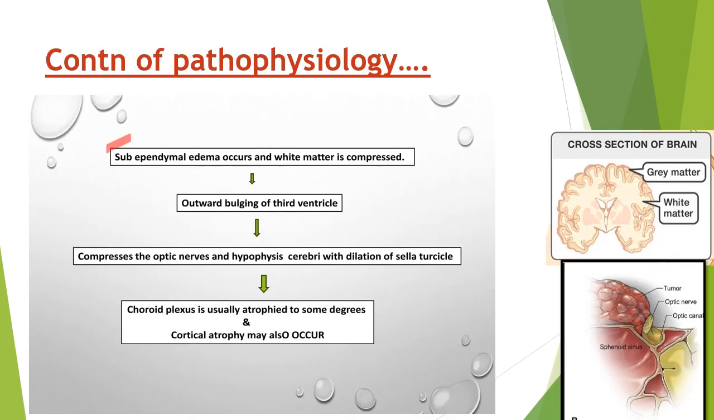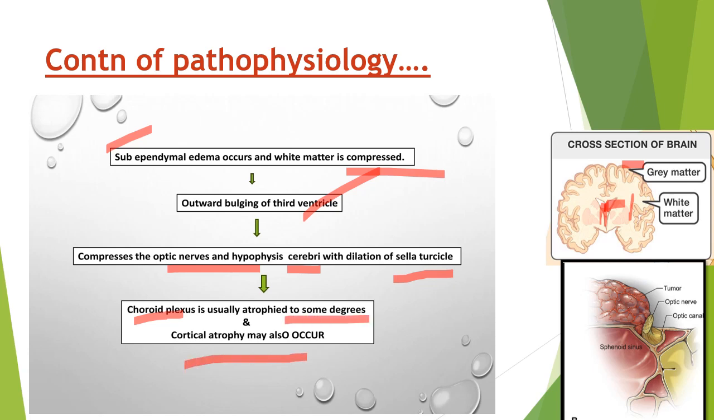It will cause subependymal edema, and the white matter is compressed. Okay, inner white matter and outer grey matter. Once there is an enlargement of the ventricle, it will compress the white matter. Outward bulging of the third ventricle occurs, and this outward bulging causes compression of the optic nerves and the hypophysis cerebri, that is the pituitary gland. The optic nerves and hypophysis cerebri will be compressed, and there is dilation of the sella turcica. Sella turcica means the small groove for the pituitary gland, and that will be dilated. The choroid plexus is usually atrophied to some degree, and cortical atrophy may also occur.